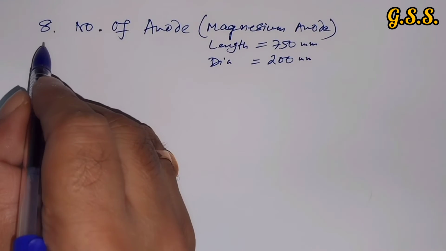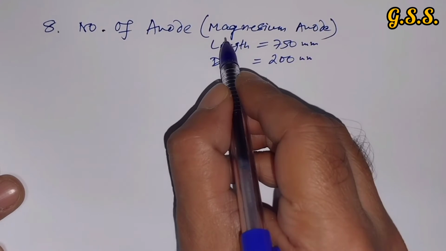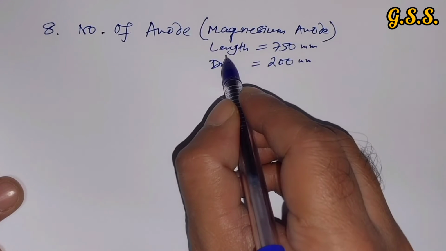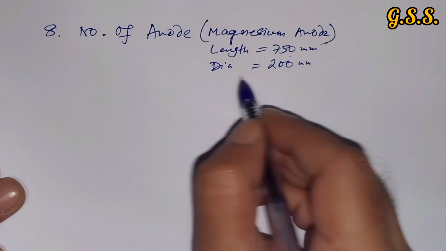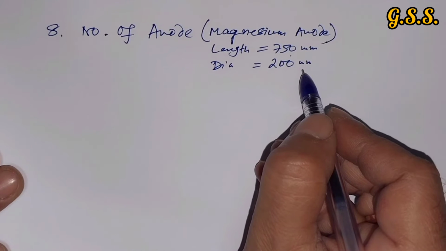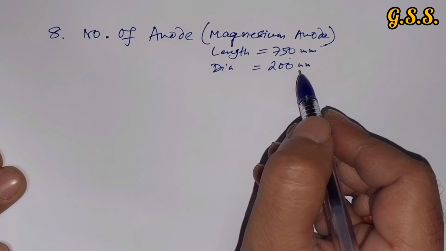Then we have to find out the number of anodes, that means the number of sacrificial magnesium anodes. Anode length is 750 millimeter. Anode diameter is 200 millimeter. The number of anodes is calculated by two ways.